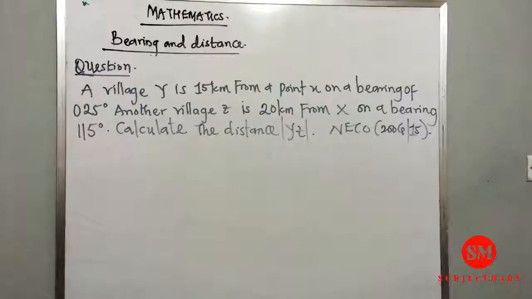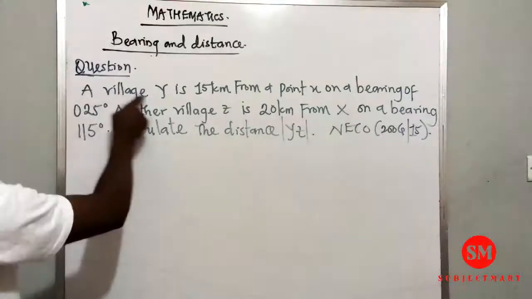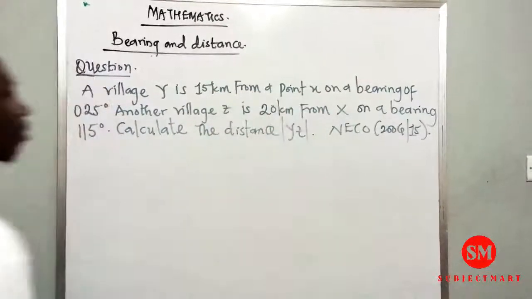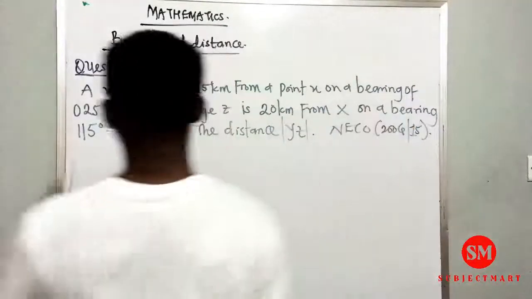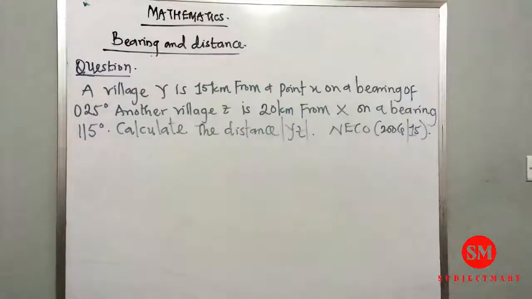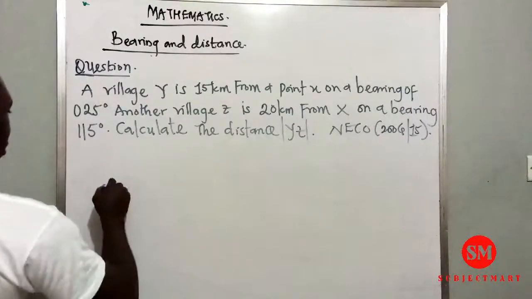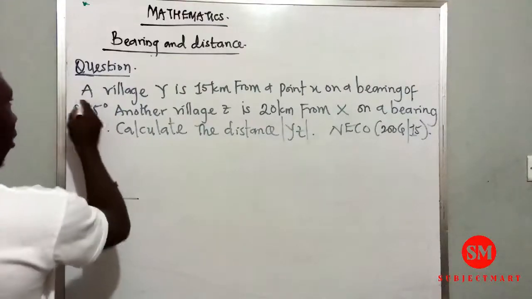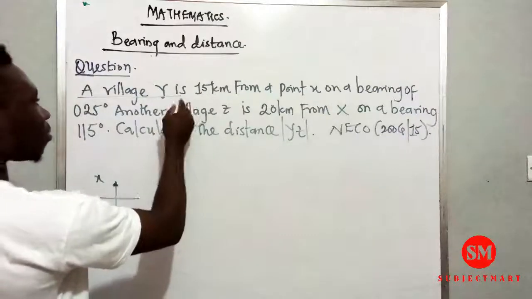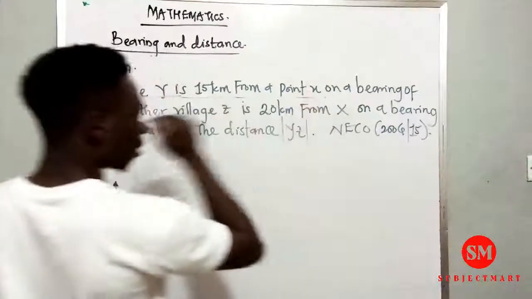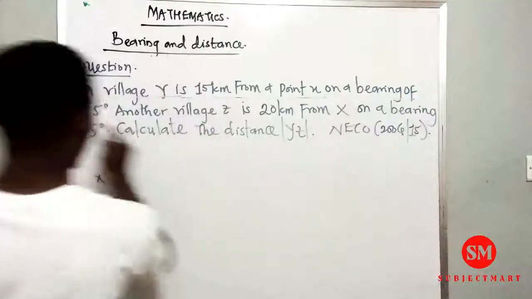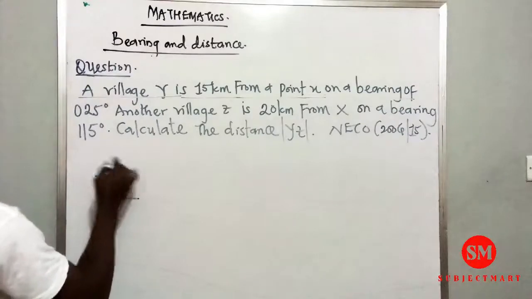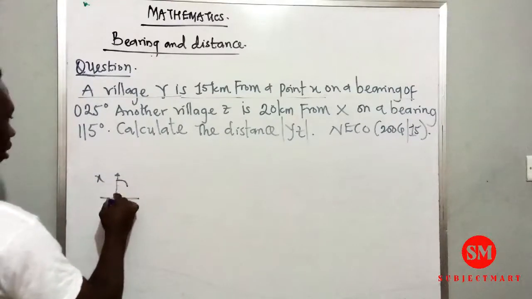I will have a question here. A village Y is 15 kilometers from a point X on a bearing of 25 degrees. Now, if I have my village here, that means I'm starting from X. Take it again. A village Y is 15 kilometers from a point X on a bearing of 25 degrees. So if I take my bearing of 25, 25 will give me here.